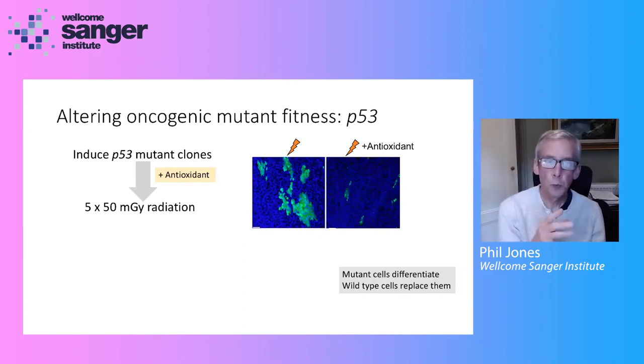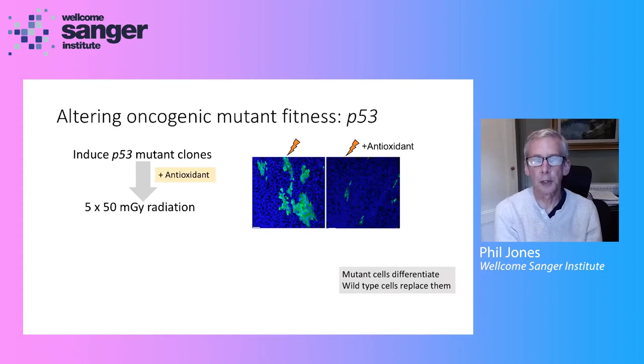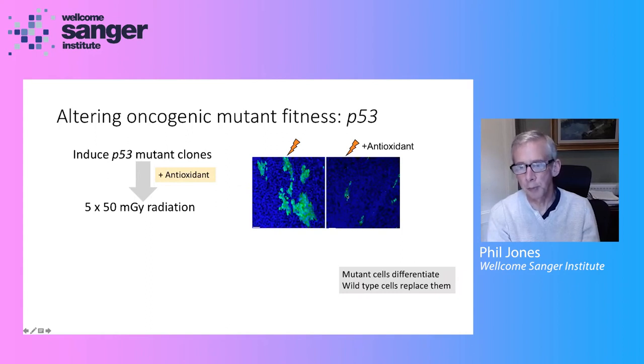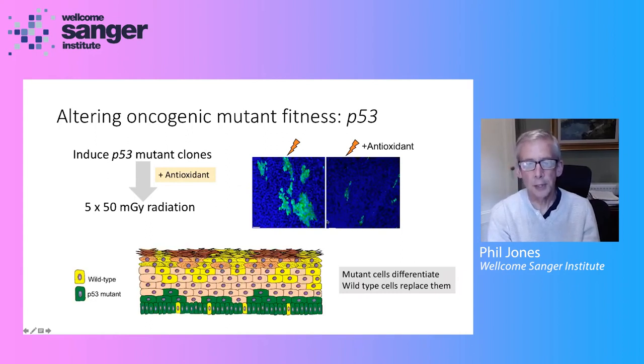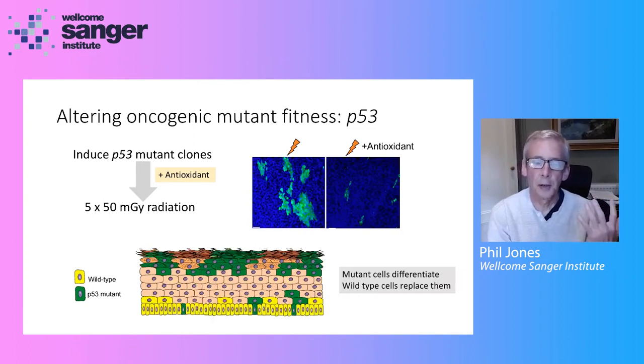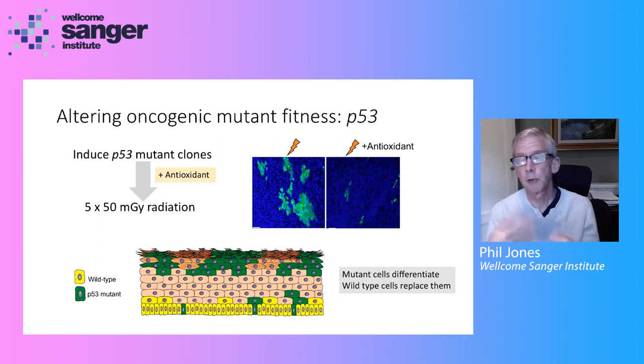So we reasoned, was it possible to do anything about this? And the mice were treated with an antioxidant, an over-the-counter antioxidant you can get from Boots or whatever, and then given 5 doses of radiation as before. And the effect is dramatic. If we add the antioxidant, the p53 clones are much smaller. And what's happened is that this time it's the mutant cells that differentiate and create space, and then the wild type cells replace them. So we've made wild type cells fitter than the mutant by giving the antioxidant.